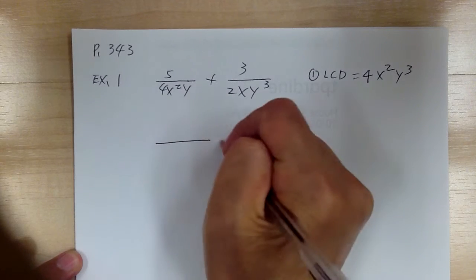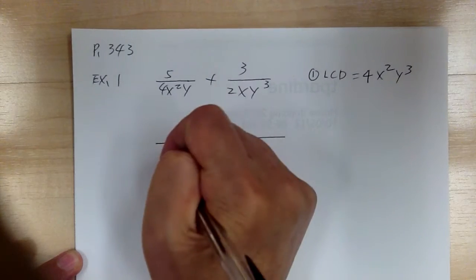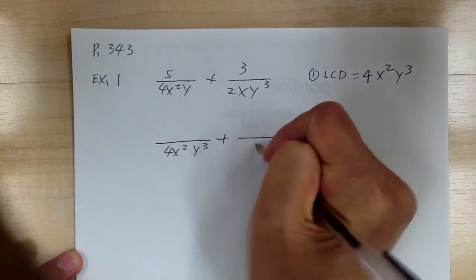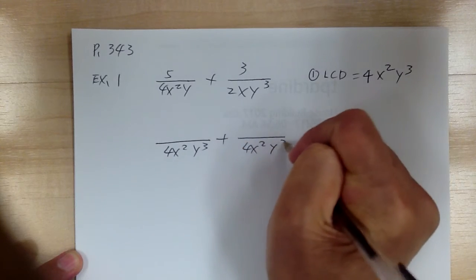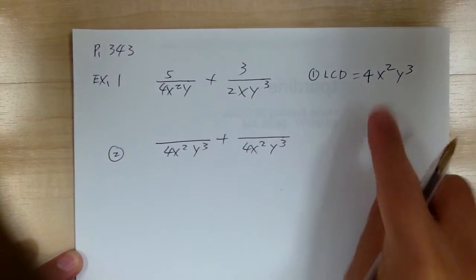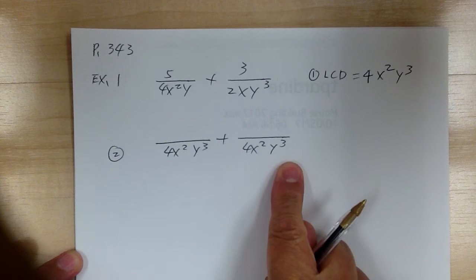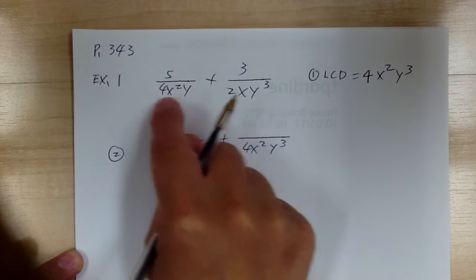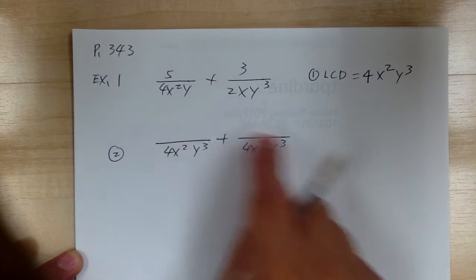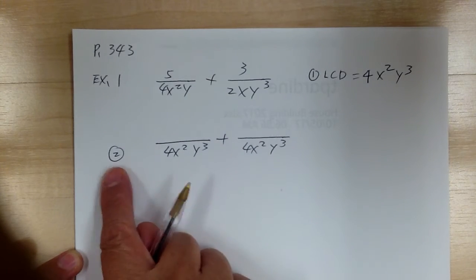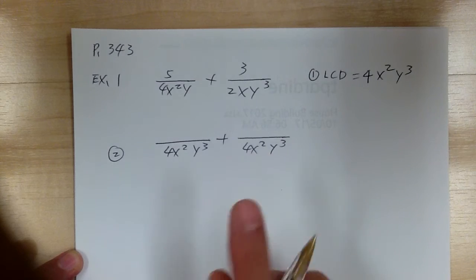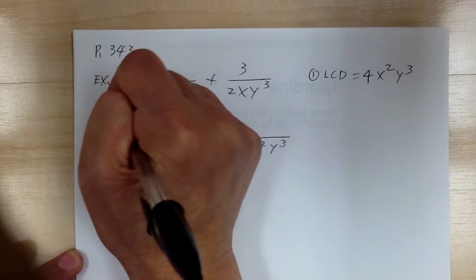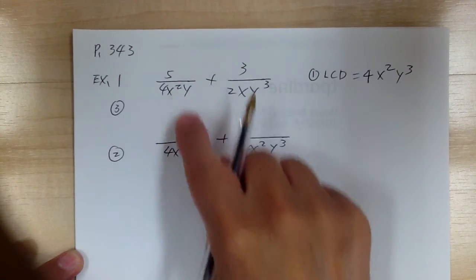Then step 2 is get your denominator ready. So you've got 4x squared y cubed. That's your step 2. Go and get your denominator ready before you do anything else, and make sure you leave two lines of space so you have room to write. Then step 3, you have to figure out how you're going to get from here to here.